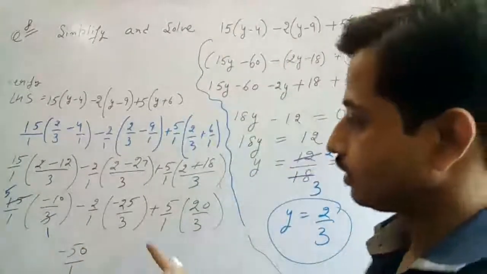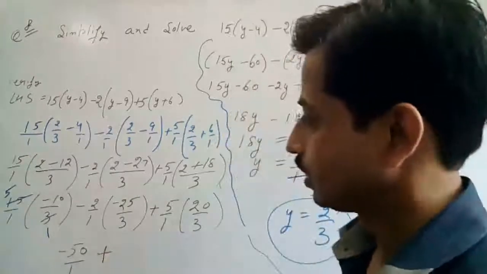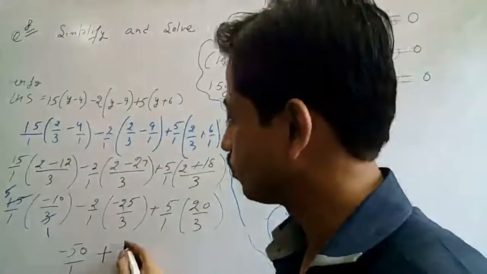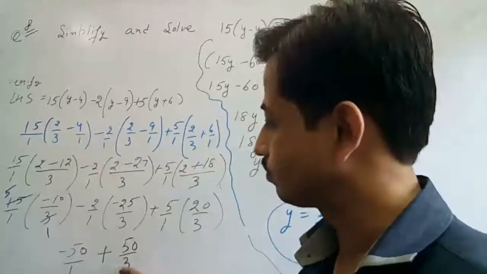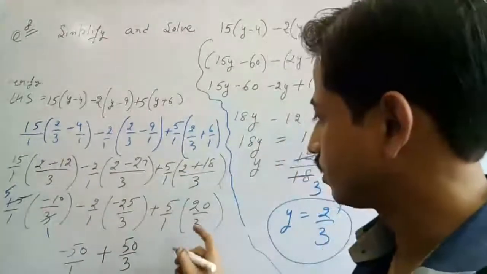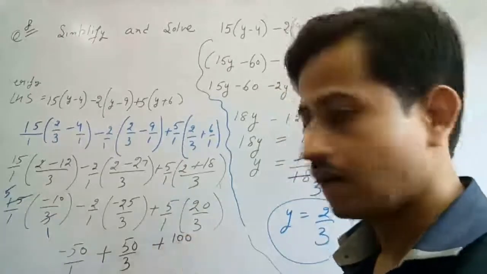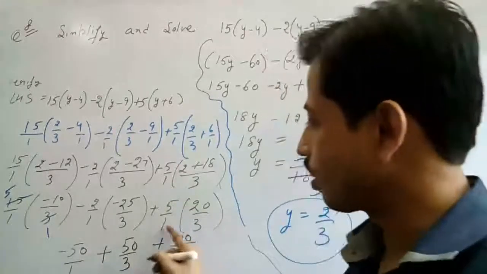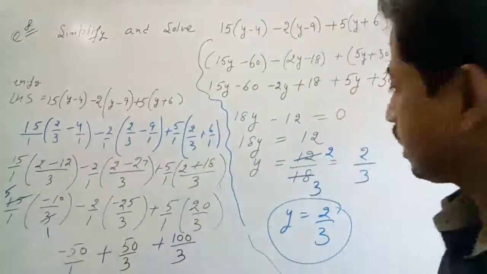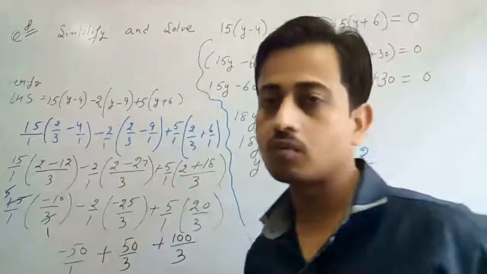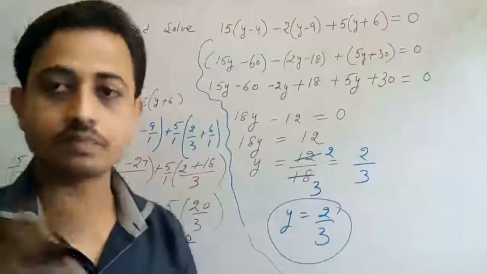Now solve. Negative negative becomes positive. 25 into 2 becomes 50, and 3 into 1 becomes 3. Same here, 5 into 20 we get 100, and 1 into 3 we get 3. Now we have to solve this. So first we have to make a note, then I will rub this part. So please make a note.